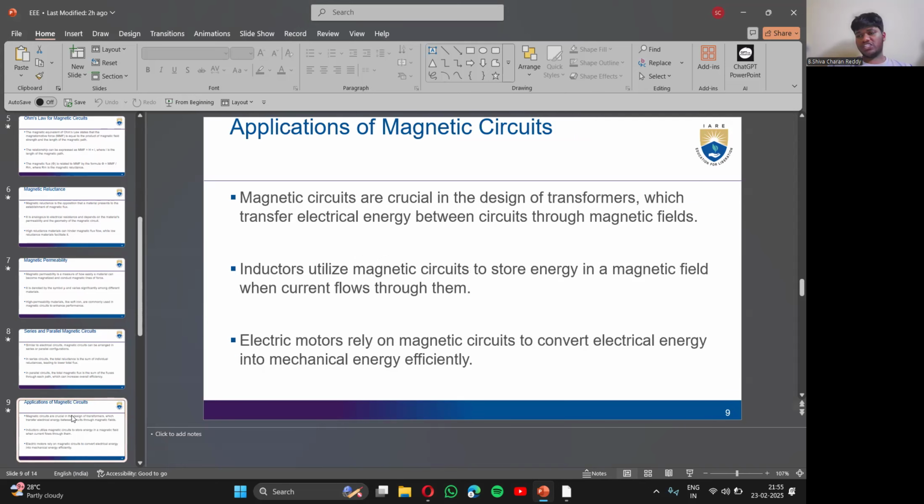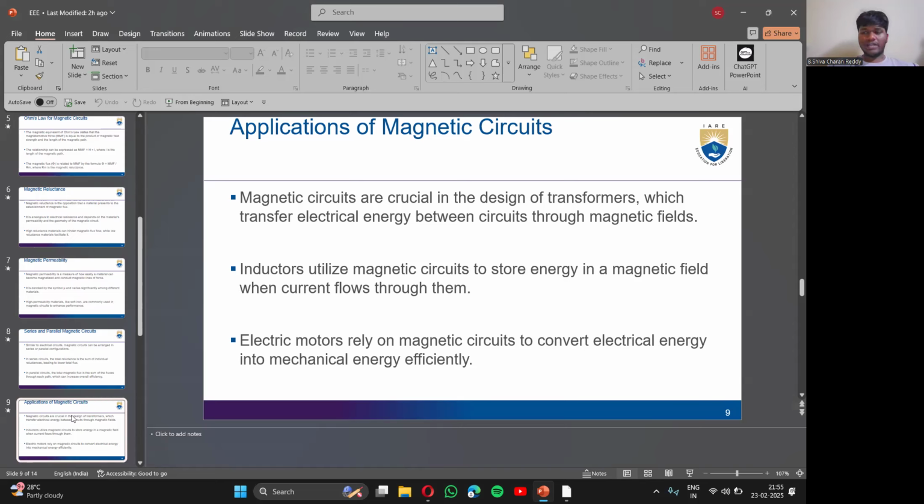Coming to the applications, magnetic circuits are crucial in the design of transformers, which transfer electrical energy between circuits through magnetic fields. Inductors utilize magnetic circuits to store energy in a magnetic field when current flows through them. Electric motors rely on magnetic circuits to convert electrical energy into mechanical energy efficiently. These magnetic circuits are used in designing transformers, which handle large amounts of electrical energy, and to channel magnetic energy.